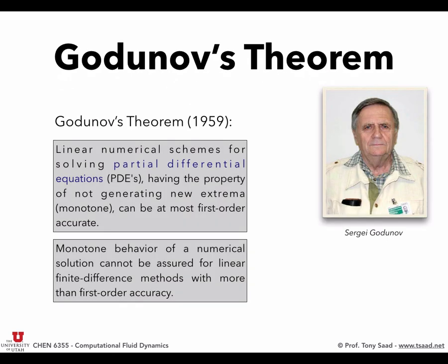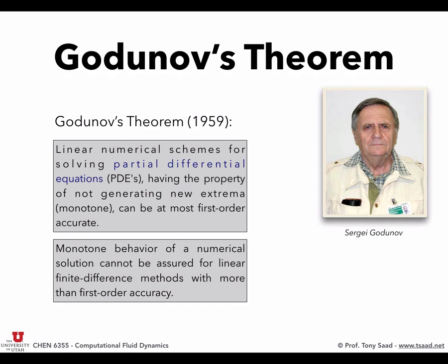The picture looks weird, but he's still alive, this guy, genius. His theorem says, and I like this formulation, that monotone behavior of a numerical solution cannot be assured for linear schemes with more than first order accuracy.